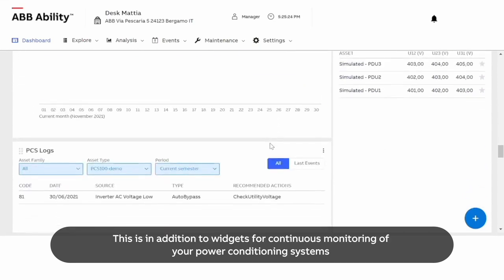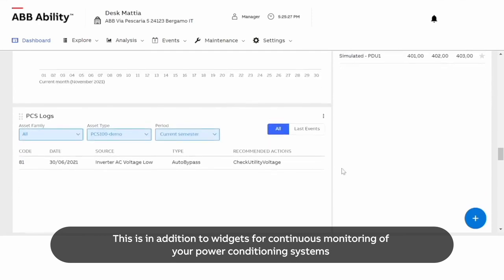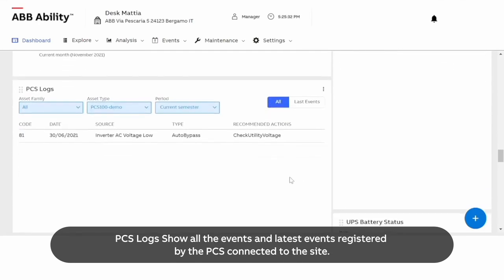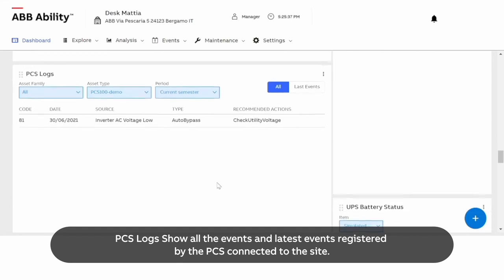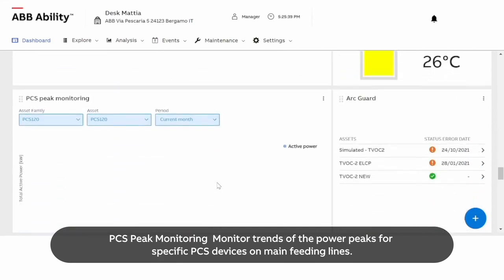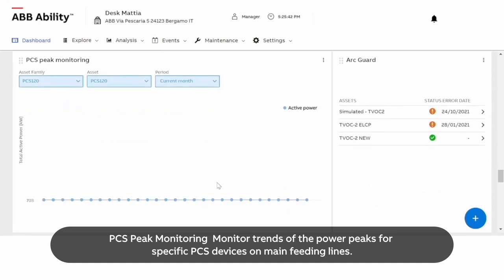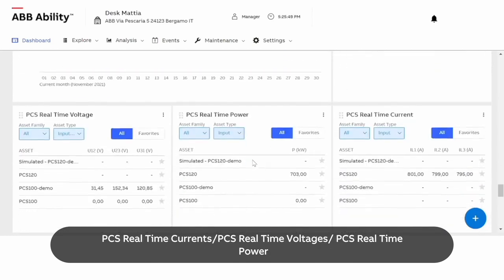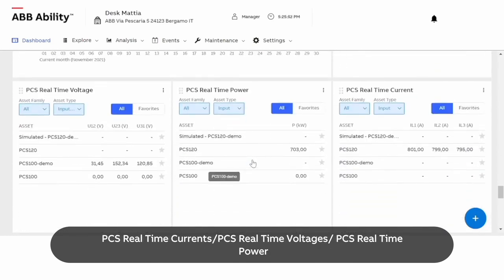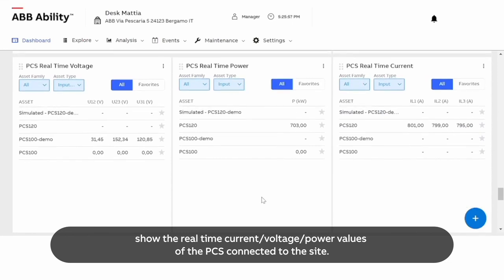This is in addition to widgets for continuous monitoring of your power conditioning systems. PCS Logs shows all the events and latest events registered by the PCS connected to the site. PCS Peak Monitoring monitors trends of the power peaks for specific PCS devices on main feeding lines. PCS Real-Time Currents, PCS Real-Time Voltages, PCS Real-Time Power show the real-time current, voltage, power values of the PCS connected to the site.